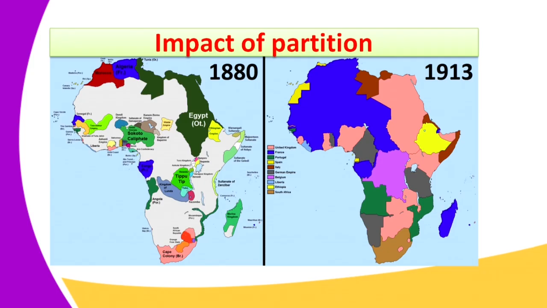A good example is the Maasai of present-day Kenya and those of Tanzania, and also the Somali of Kenya and the Somali of Somalia. Among many others, the drawing of these artificial boundaries among the European nations was done without any consultation of the African local leaders. So this was the impact of the partitioning of Africa.